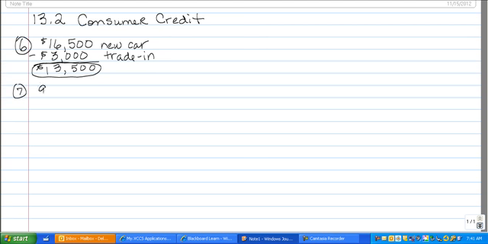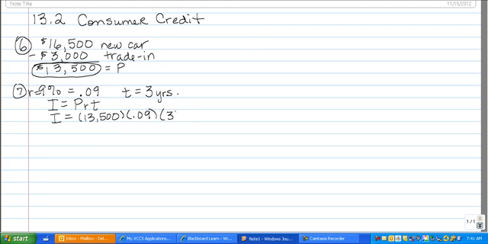Okay, in number 7, we're asked, the dealer says the interest rate is 9% add-on for 3 years. 9%, as a decimal, is 0.09, and it's an add-on, and our time is 3 years. Interest is calculated by principal times rate times time when it's add-on. So the principal is actually this amount financed, so our interest will be $13,500 times the rate 9% times 3 years.